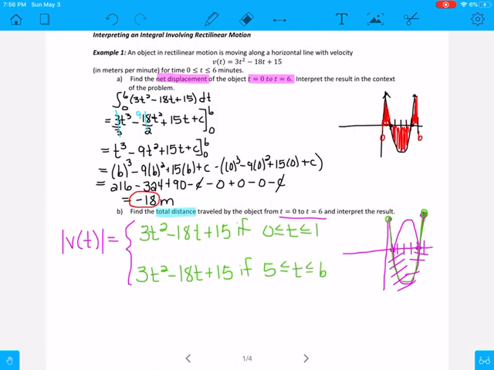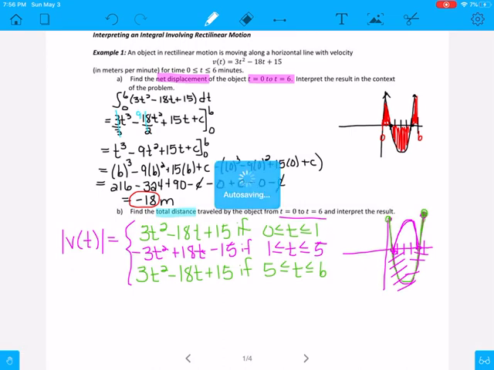And then this middle pink one is this downwards piece. So all the signs change. Negative 3t squared plus 18t minus 15 if 1 is less than or equal to t is less than or equal to 5. So you need these x-intercepts in order to get these t values for your piecewise.